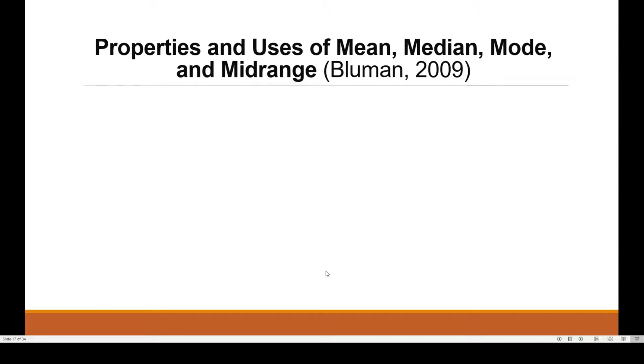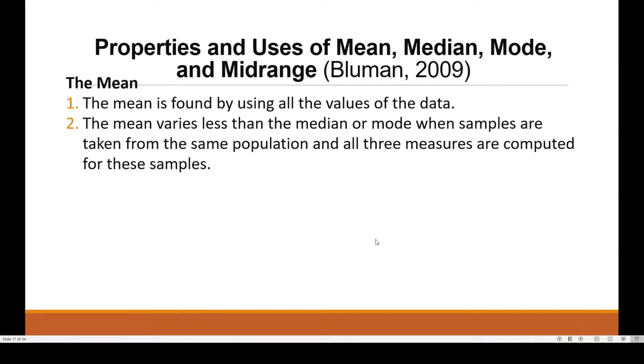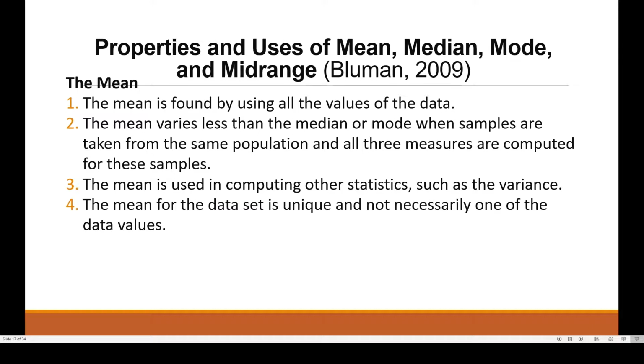What are the properties and the uses of the mean, median, mode, and midrange according to Bluman? The mean is found by using all the values of the data. The mean varies less than the median or mode when samples are taken from the same population and all three measures are computed for these samples. The mean is used in computing other statistics such as the variance.